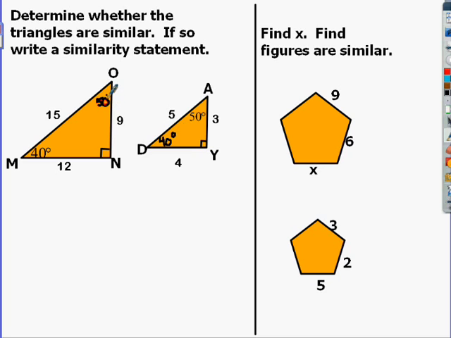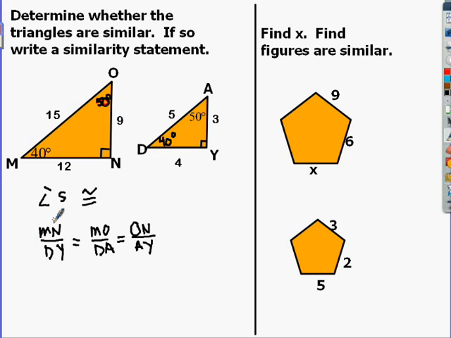So, if I look at my corresponding angles, do I know that all of my angles are congruent? Yes. So I know that angles are congruent. The second thing is to check if the sides are proportional. Remember, that means that MN over DY, that ratio has to equal the ratio of MO over DA, which would equal the ratio of ON to AY.